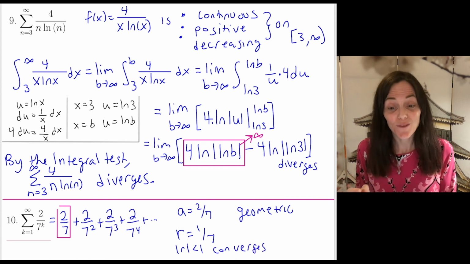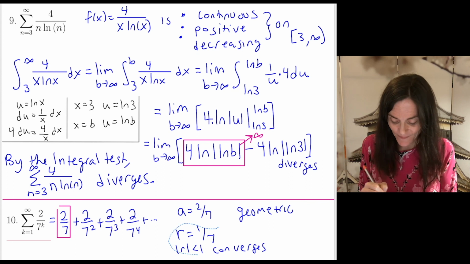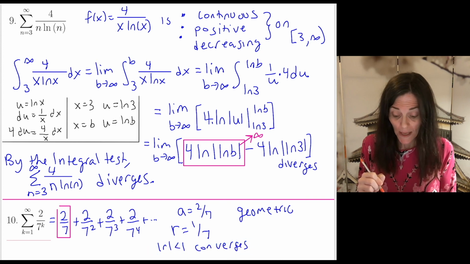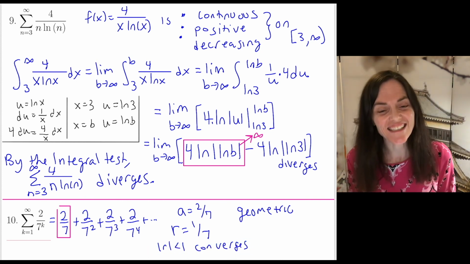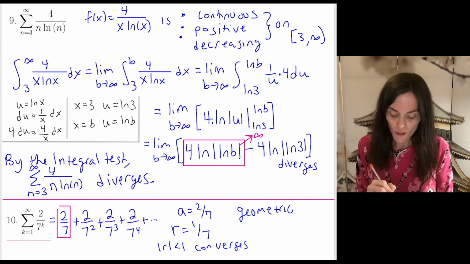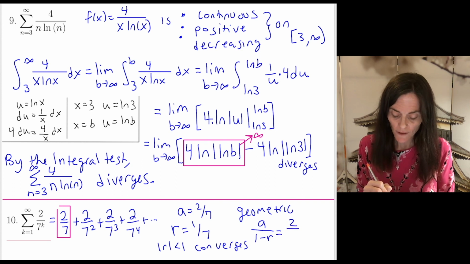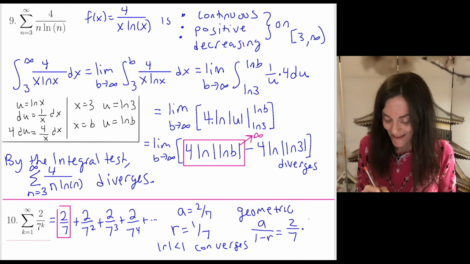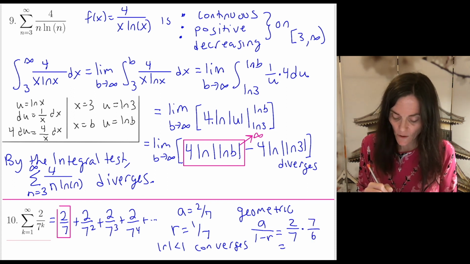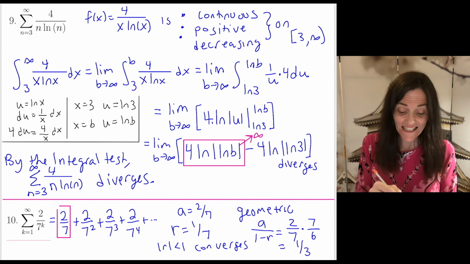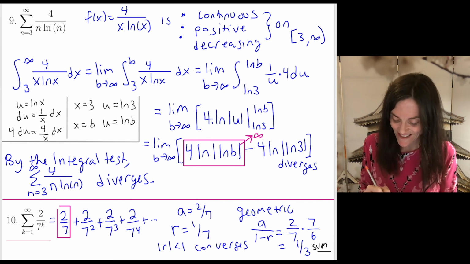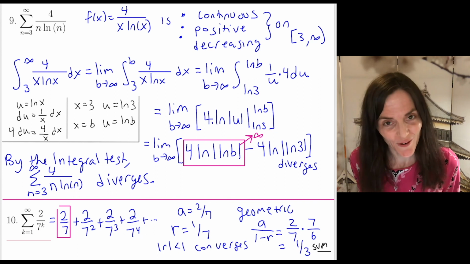This is one of the very few that we can actually find the sum. Okay. Usually that is not the goal. But with a geometric series, when it converges, we may find the sum. And it converges to A over 1 minus R, which is 2 over 7. Let's see. 1 minus 1/7 is 6 over 7. We invert and multiply. And this is 1/3. This is the sum of this convergent series here. This series sums to 1/3.